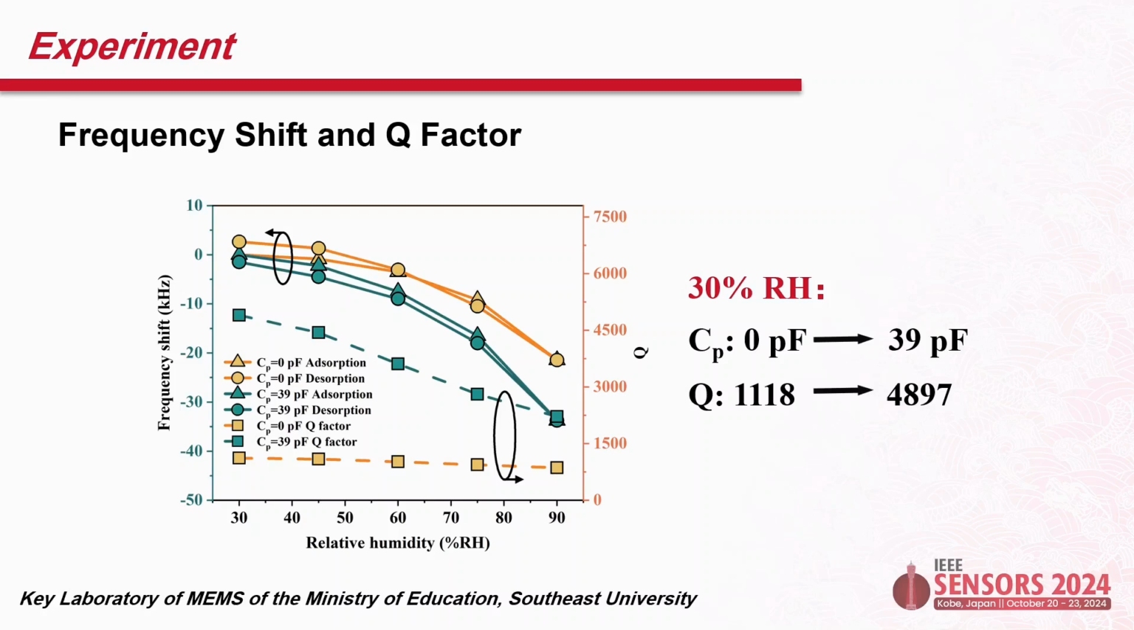A Cp of 39 picofarad consistently outperforms other cases, especially at 30% relative humidity, where the Q factor increases from 1,118 to 4,897. Despite the deterioration of the Q factor with increasing humidity, the shunt capacitor effectively counteracts this decline, resulting in better overall performance.